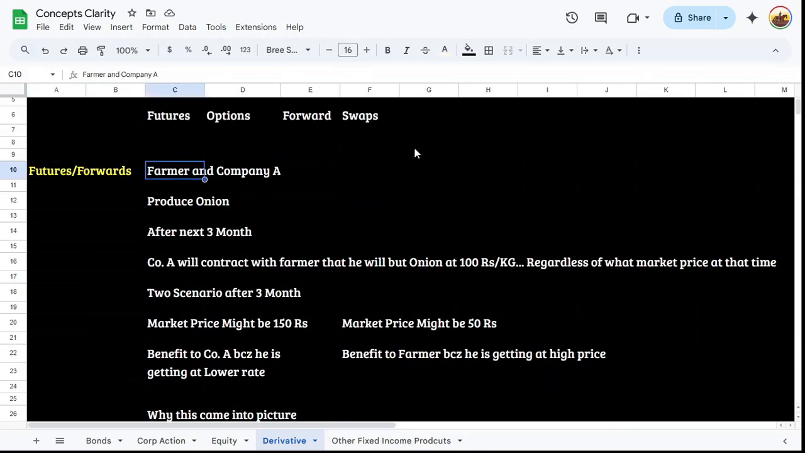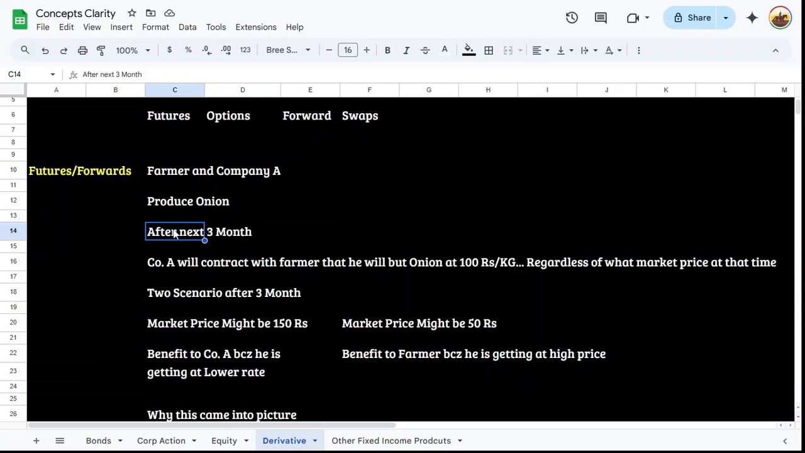Suppose there are two parties, a farmer and company A. The farmer produces onion, and after the next 3 months, company A will go to the farmer and make a contract with him that he wants to buy, say, 1,000 kilo of onion at 100 rupees per kg, or whatever may be produced. So he is deciding the price today for the next 3 months, regardless of whatever the market price is at that time.